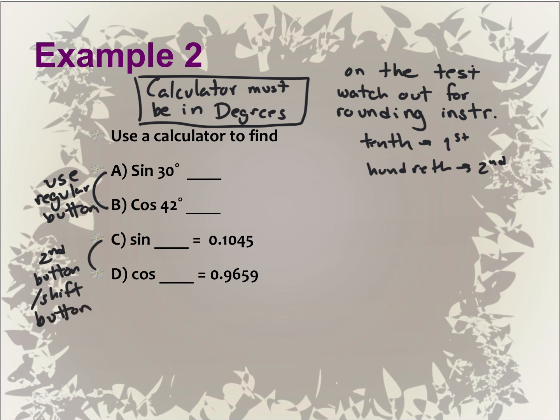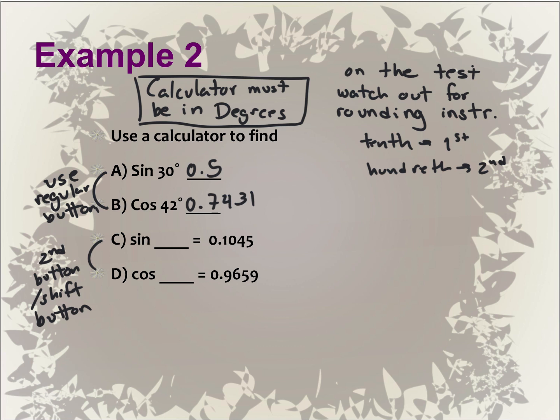So sine of 30 in degrees is 0.5. Sine of 42 in your calculator is going to give you... cosine of 42 is going to give us 0.7431. If by any chance they don't tell you what to round with, usually go to the 4th decimal place. That's a pretty good bet. We usually round to the 4th unless specified.